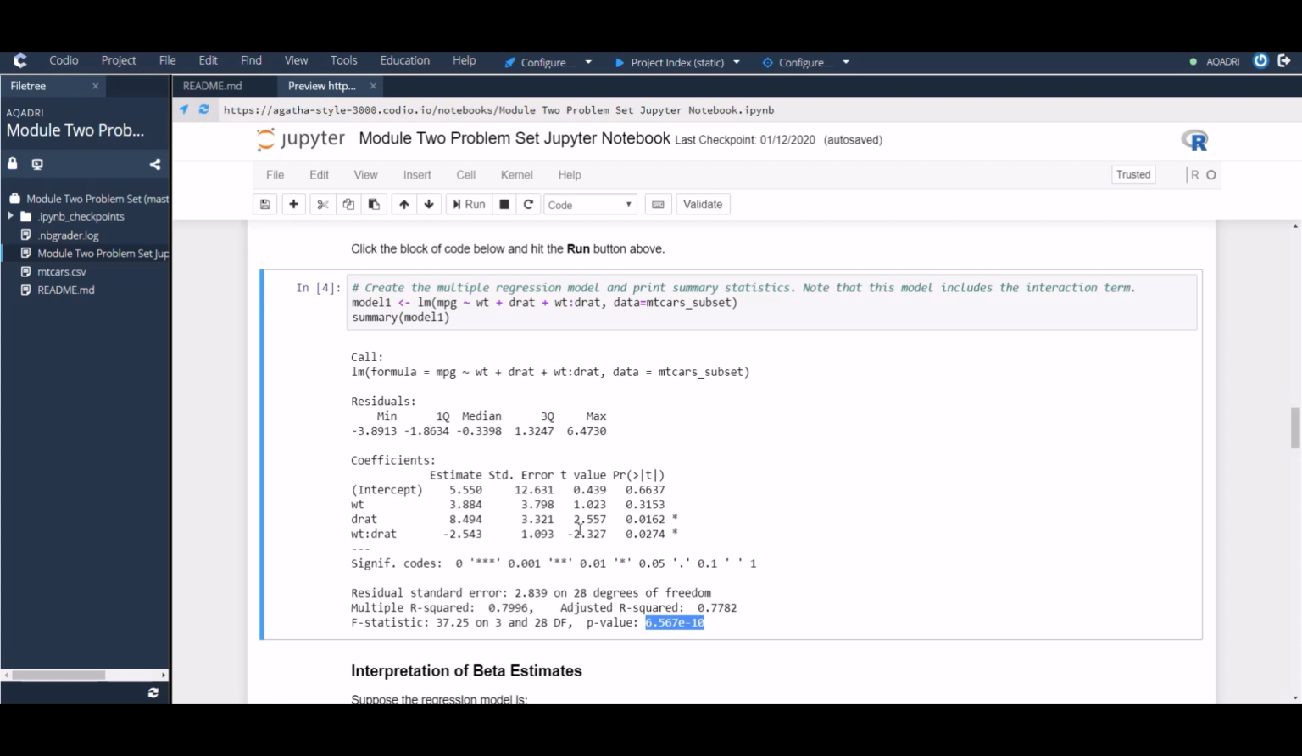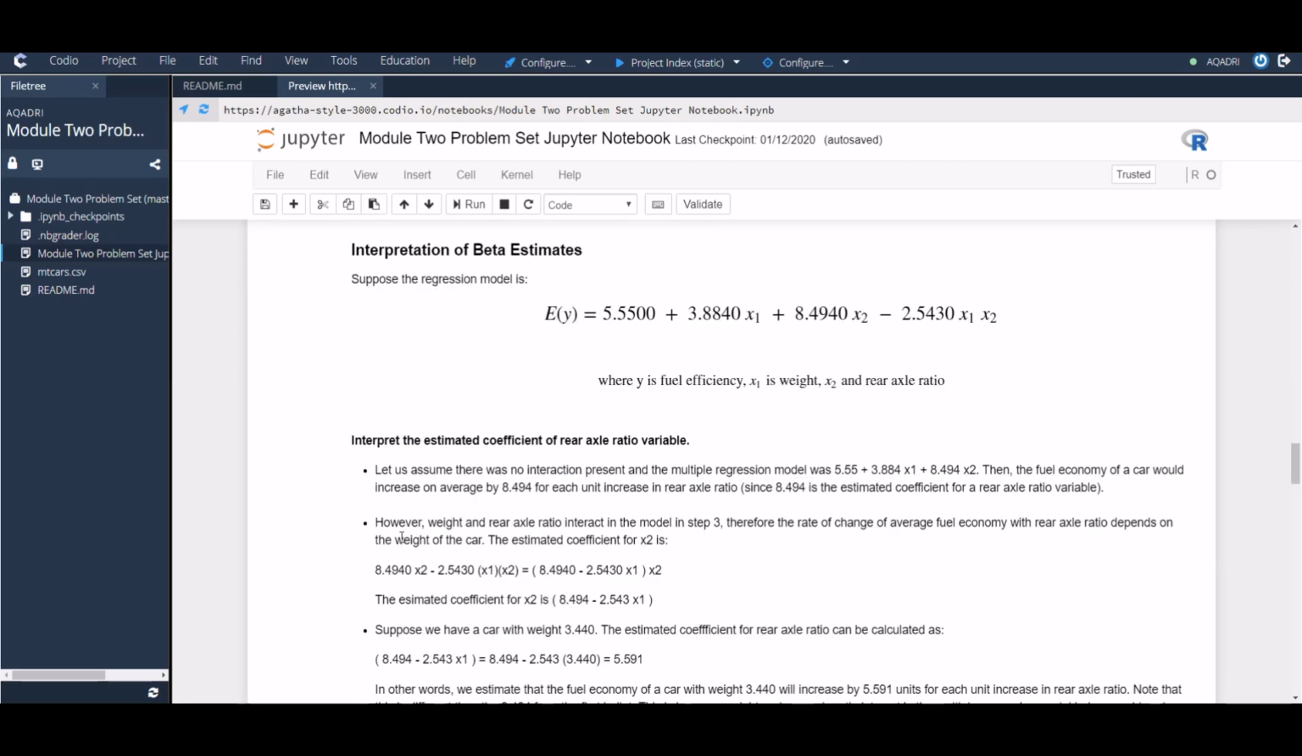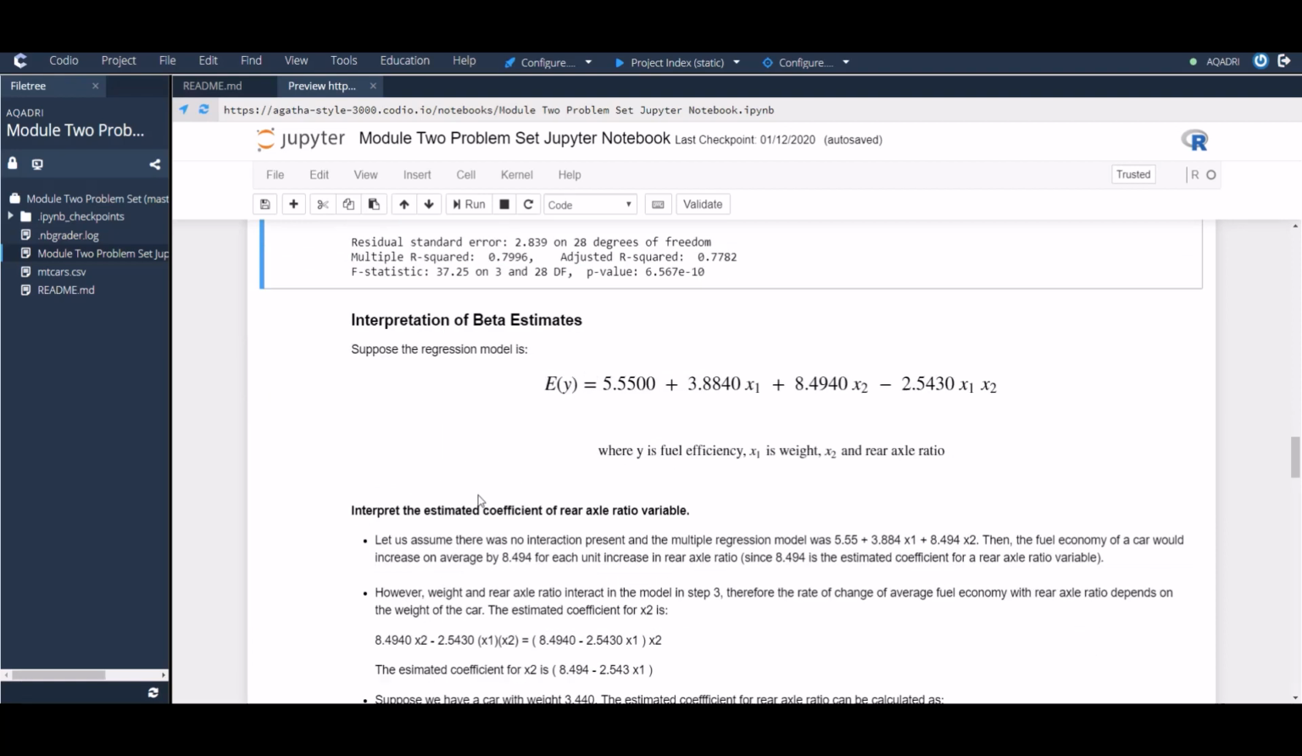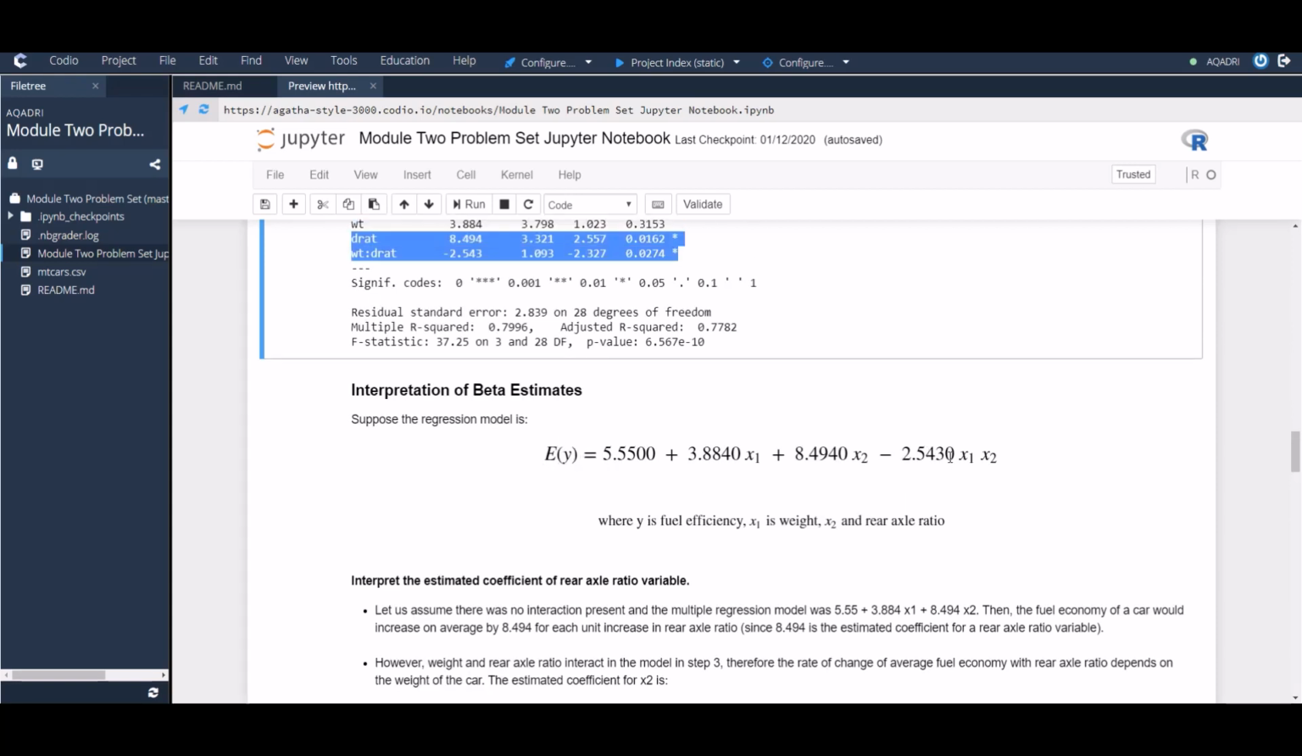And now if you look at the individual predictors, you can see that at least two of these terms are significant, rear axle ratio and the interaction term. And scrolling down, once you have your estimates, you can replace the betas in the general equation with these estimates, and then come up with this multiple regression model. So this is the model here, and now the challenge here is to understand how we can interpret the beta estimates.